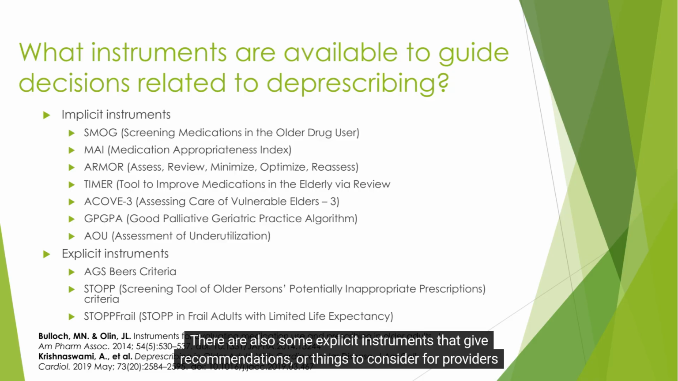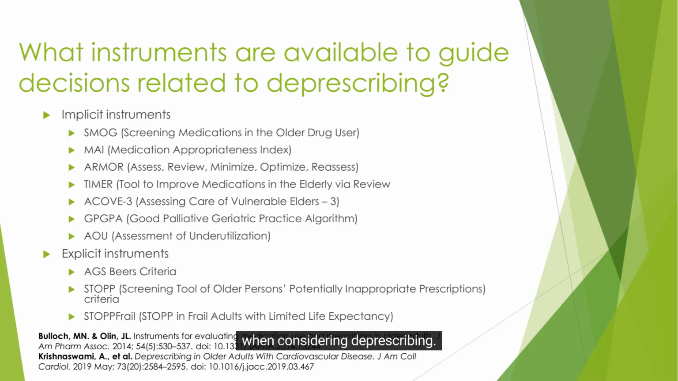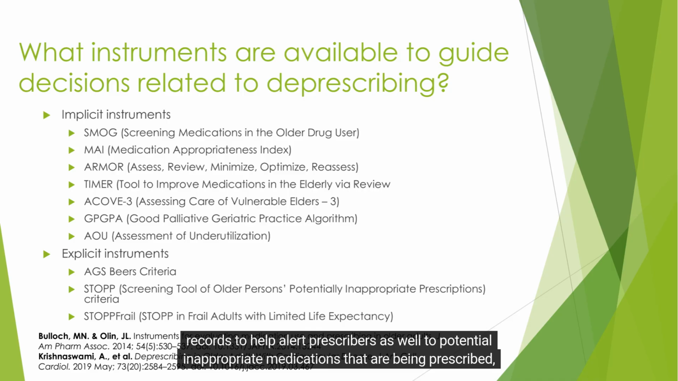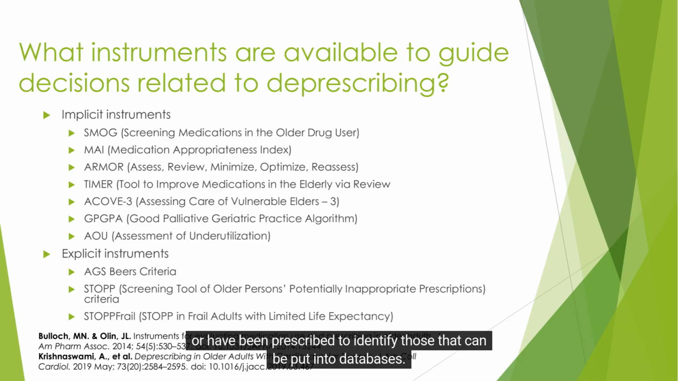There are also some explicit instruments that give recommendations or things to consider for providers when considering deprescribing. These include the Beers criteria, STOPP and START criteria, which are often built into electronic health records to help alert prescribers as well to potentially inappropriate medications that are being prescribed or have been prescribed, to identify those that can be put into databases. Recommendations can be pulled from using these explicit instruments.